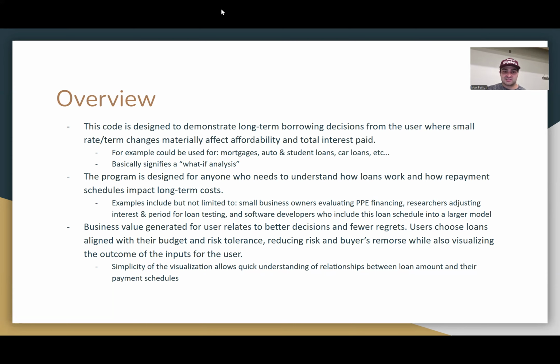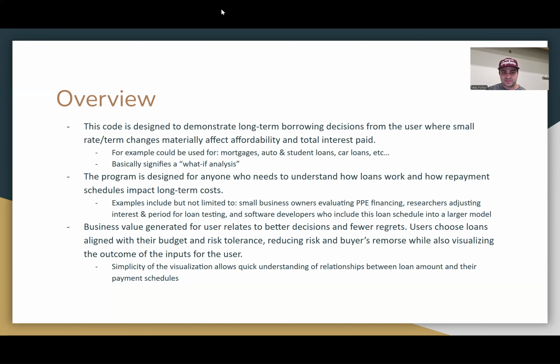The program is designed for anyone who needs to understand how loans work and how repayment schedules and amortization schedules impact long-term cost. This means that under the amortization schedule, if you were to input different interest rates, you might see a different long-term cost, meaning that your interest might compound over time.